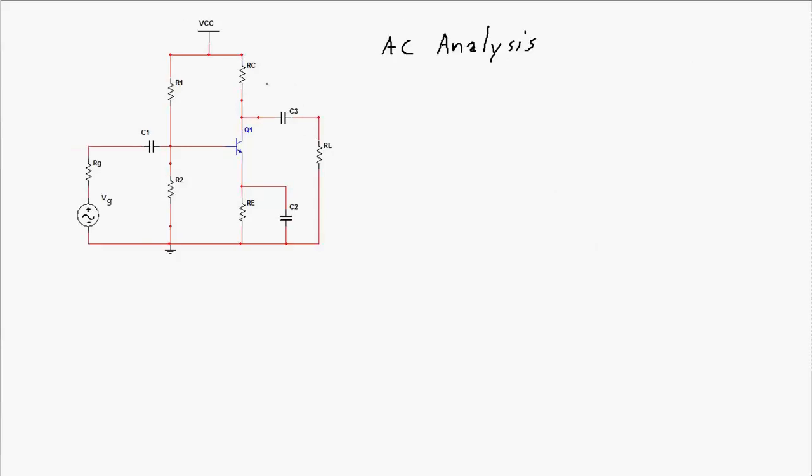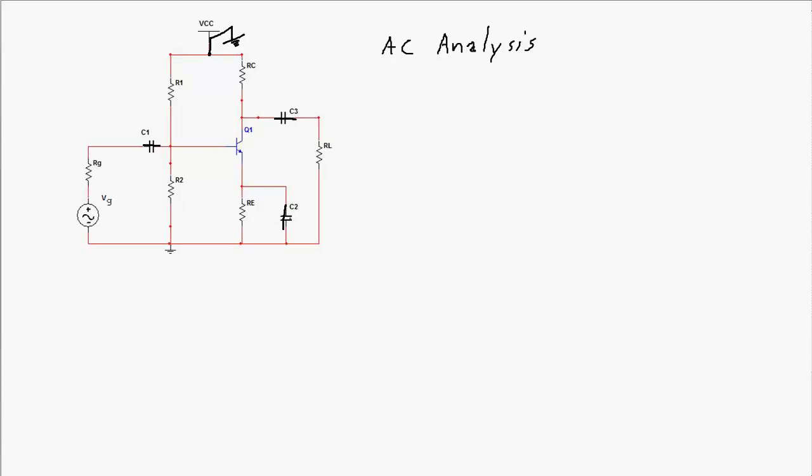Okay, so the first thing that I'm going to do in my AC analysis is I'm going to short this VCC. And what that means is that this point here is going to be shorted to ground. So that point is ground. The next thing I'm going to do is short all of the capacitors. So that becomes a short, that becomes a short, that becomes a short.